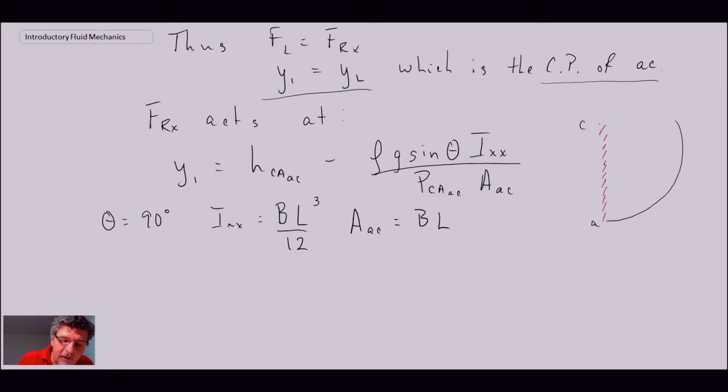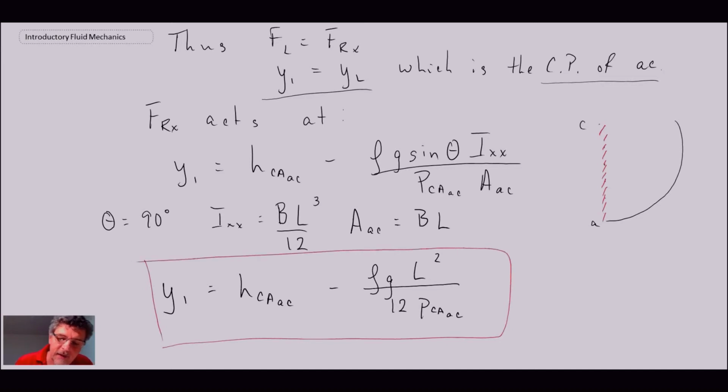So we have those. We can plug them into the equation. And with that, we get Y1 is that. It's just the center of area of AC modified. And if you recall earlier, if this is the center of area here, the center of pressure is going to be a little bit below. And that determines Y1.